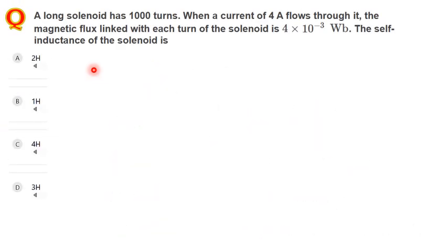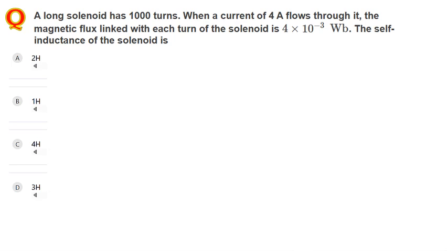A problem similar to the previous one, on self-induction. A long solenoid has 1,000 turns. When a current of 4 ampere flows through it, the magnetic flux linked with each turn is given as 4 milliweber. What they are asking here is the self-inductance of the solenoid.